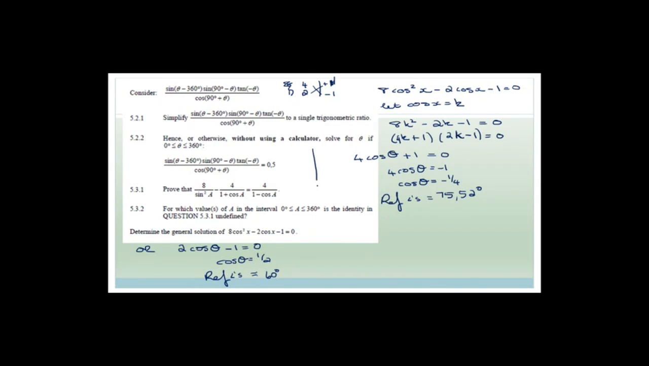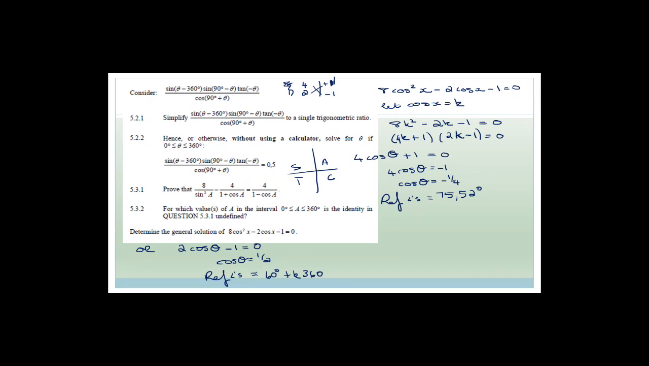Now we need to worry about a CAST diagram. All stations to Cape Town. So therefore, this is going to be 60 plus k 360. Do you agree? That's fine.